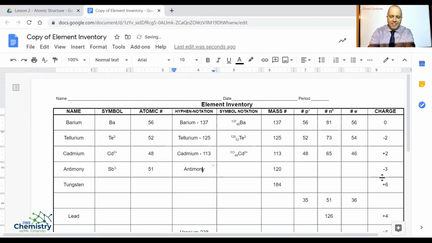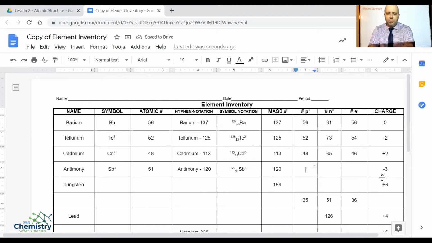spell correctly, antimony and its mass, which in this case is 120. In my next column, superscript the 120, subscript the 51, hit Control comma again to bring it back to normal, and then lastly superscript the 3- charge.